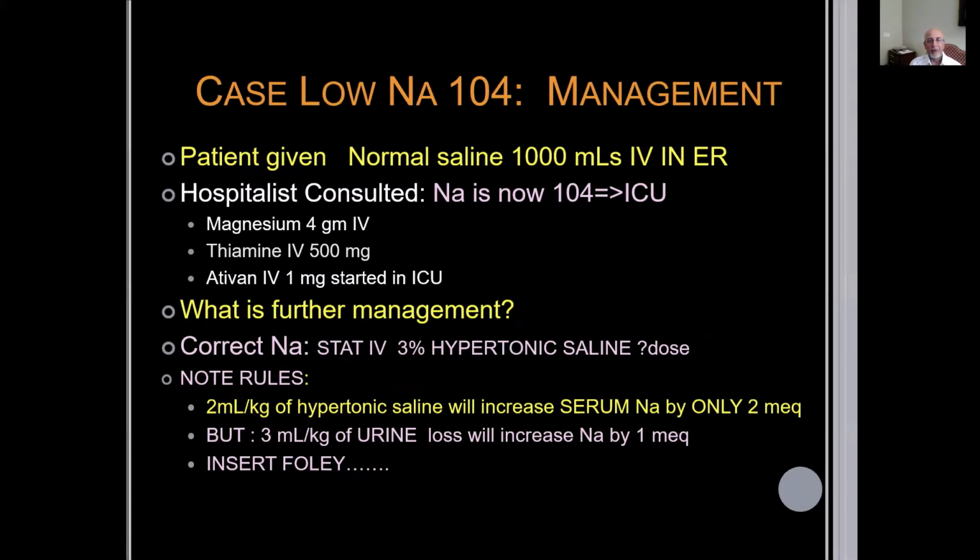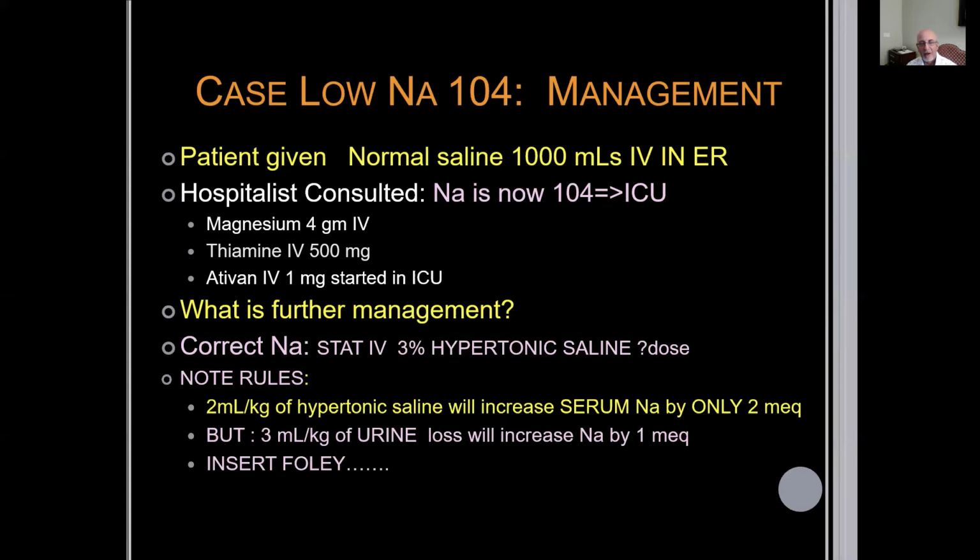What is the appropriate management of this patient who clearly has significant hyponatremia and is at very high risk of complications from hyponatremia? The patient is initially given 1 liter of IV saline in the emergency room, and the hospitalist is consulted.